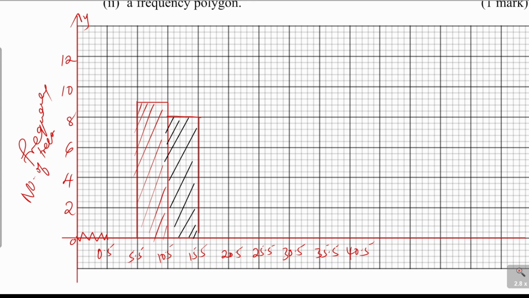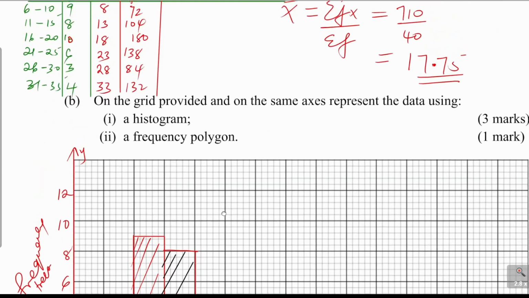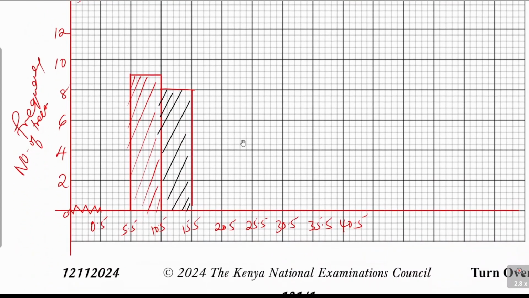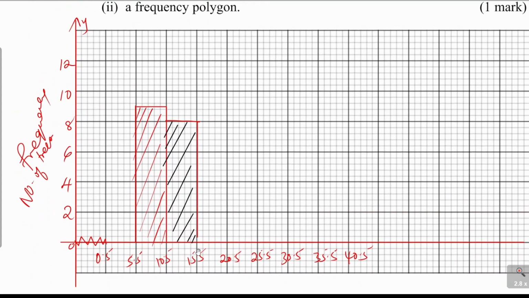Then the next one is 16 to 20. So 16 to 20, frequency is 10. It starts from the lower boundary of 15.5 to 20.5. So the frequency there is 10. So it goes up to 10 there. Sorry, it goes up to this point. So up to 10, like that. And then I can shade it like that so that you can see it properly.